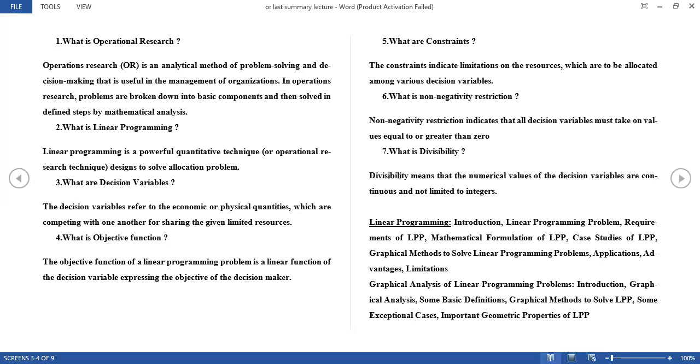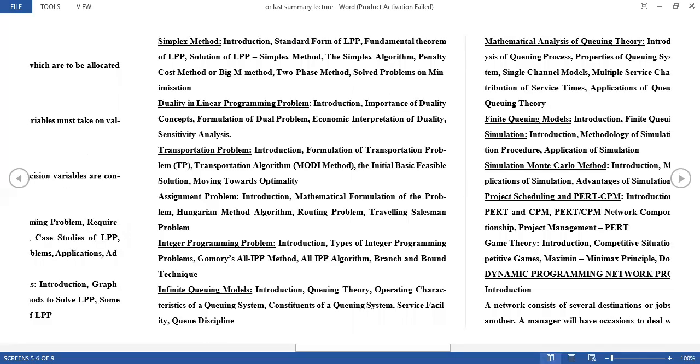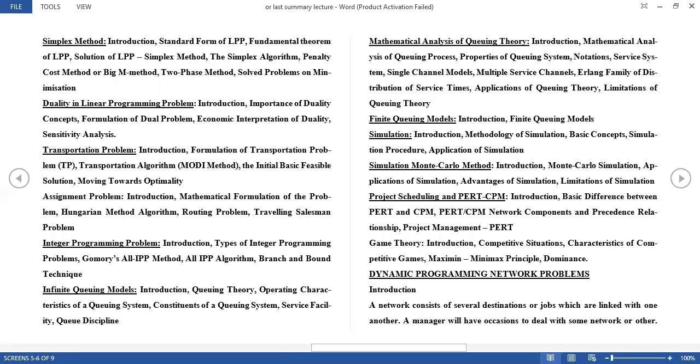But if there are more than two variables, then we use the simplex method to find the optimal solutions. And in the simplex method, we have seen the standard form, some fundamental theorems of linear programming problems, and solution of linear programming problems with the help of the simplex method, simplex algorithm, penalty cost method or Big-M method, and two-phase method for solving problems for minimization and also for maximization.